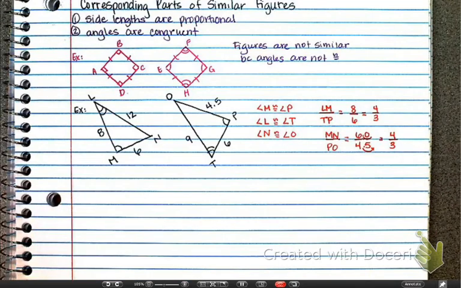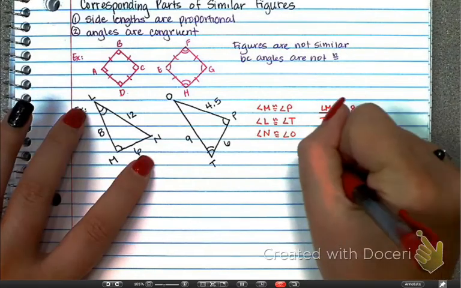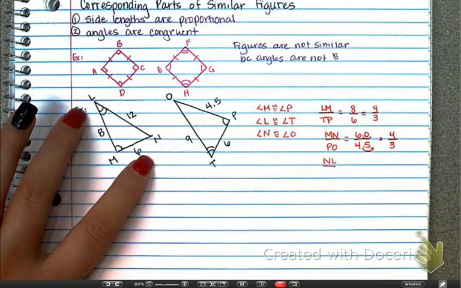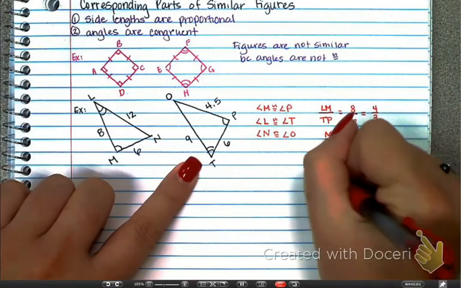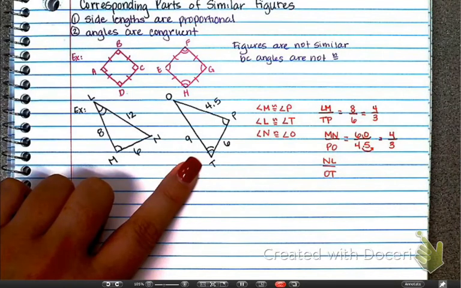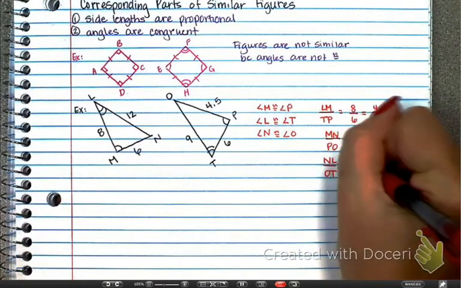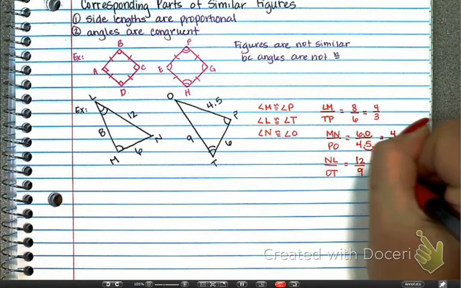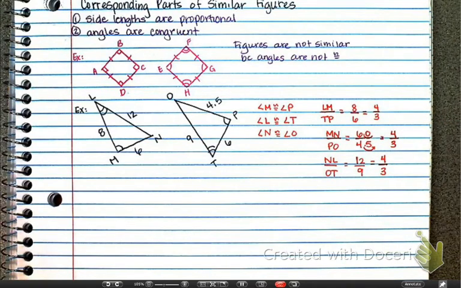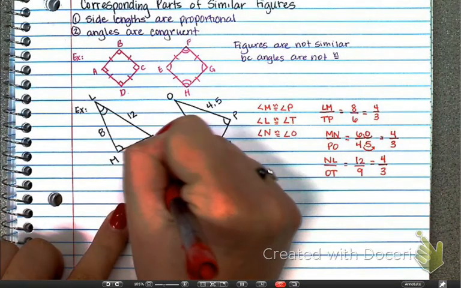I have to check that final side length. So what have I not used? How about NL? What's proportional to NL? N to L, O to T. It has to be the same direction. What's the length of NL? 12. And the length of OT? 9. And what can I reduce 12 and 9 by? 3. Which gives me 4 over 3. Okay, so all the angles are congruent, all the sides are proportional, which means these two figures are similar.